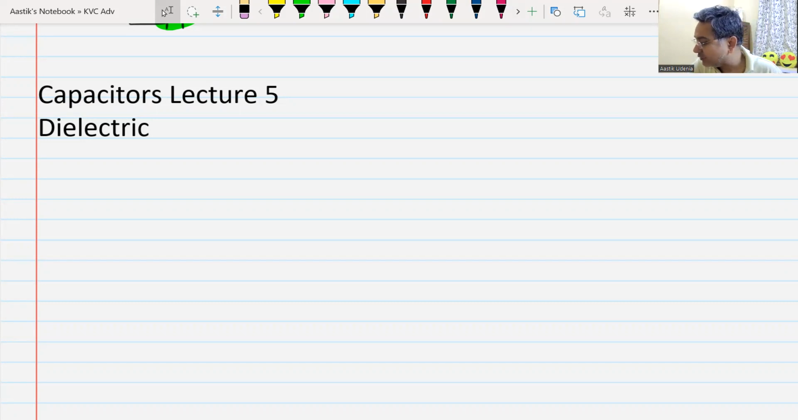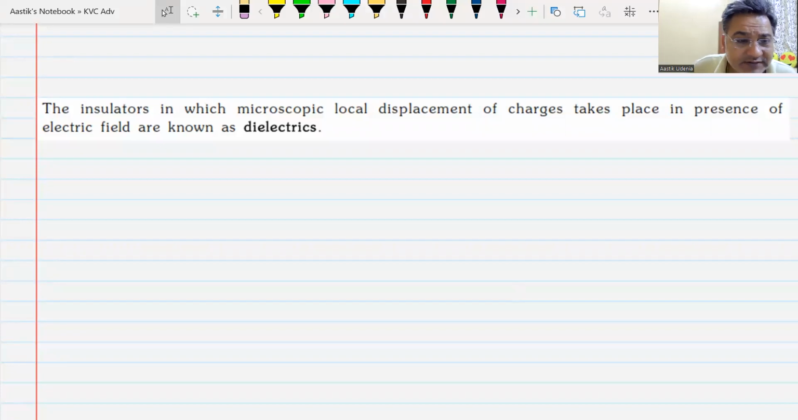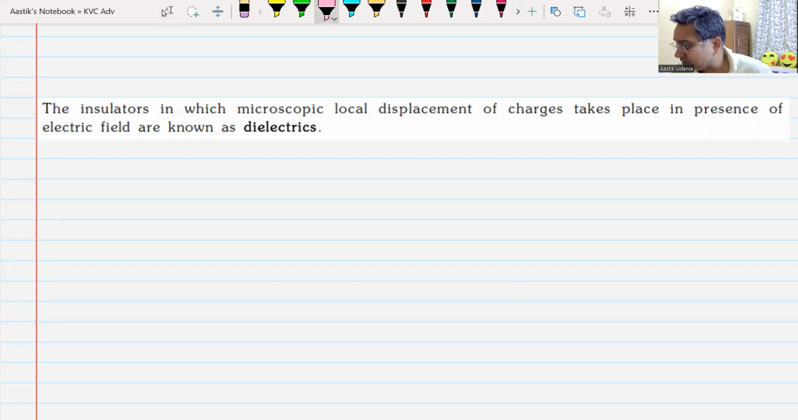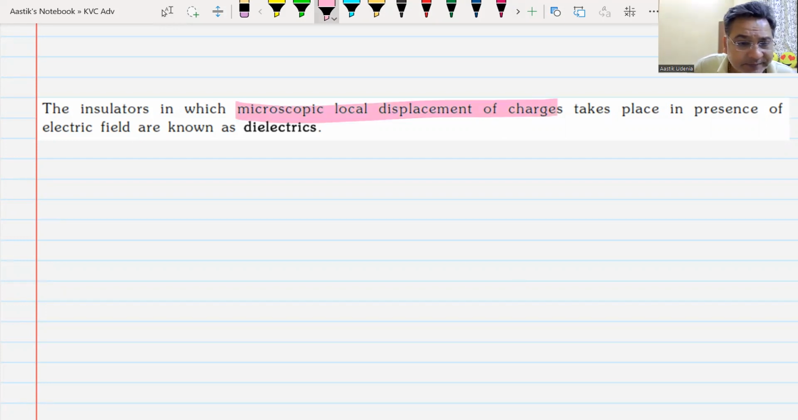Dielectrics are insulators, and whenever these insulators are placed in an electric field, they are known as dielectrics. Why are they known as dielectrics? Because there is a microscopic displacement of charge that takes place.